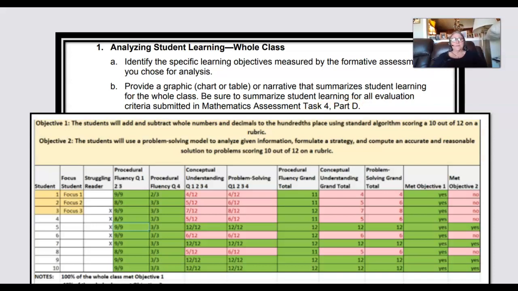Here's some examples. This is Nikki's chart that she made. You can see she's got her objectives up here. These are the objectives from the formative assessment. She's made a chart instead of a graph. She's got her focus learners that she chose here. She's indicated which ones are struggling. She's got the mathematical understandings and how well they did, and she's got some notes at the bottom.